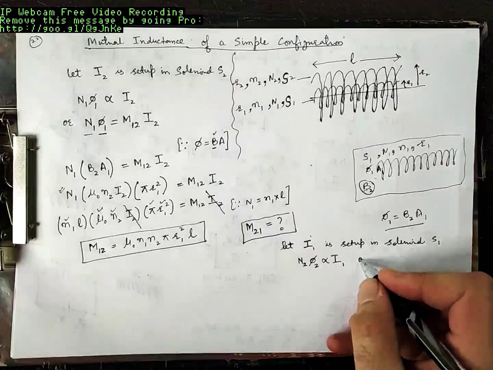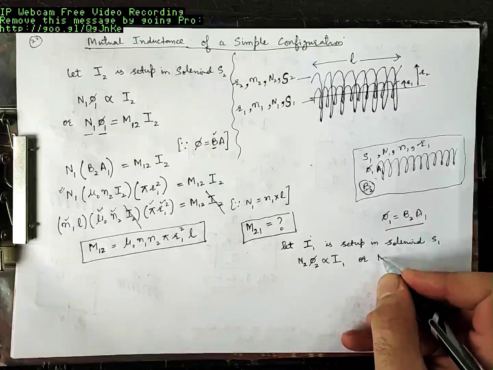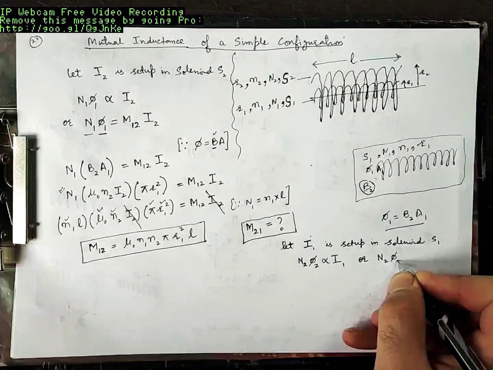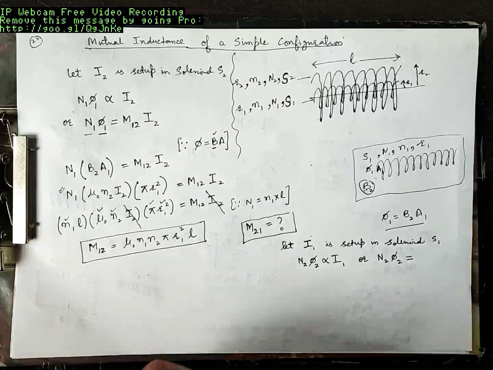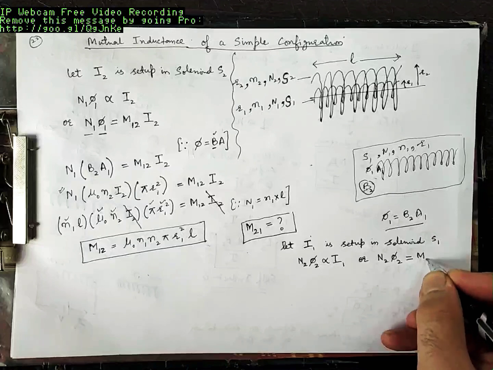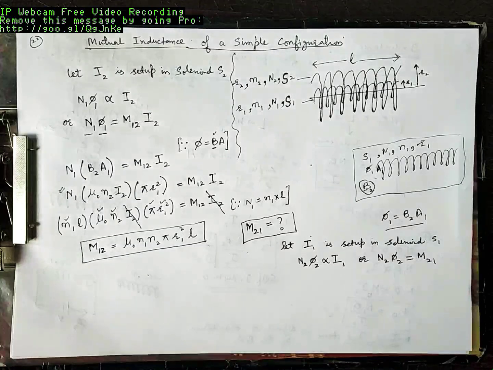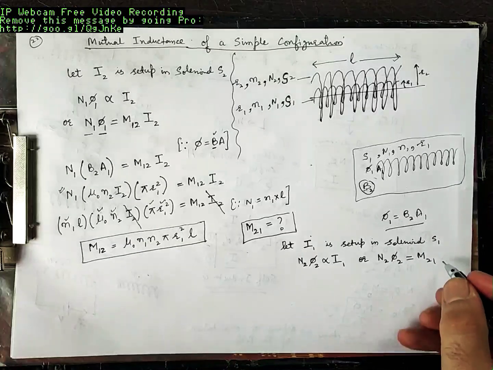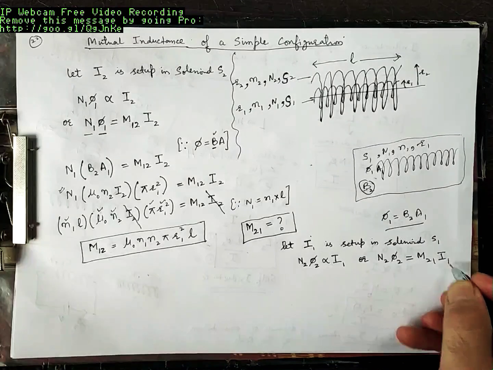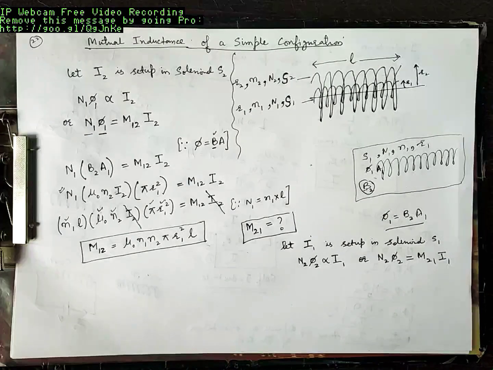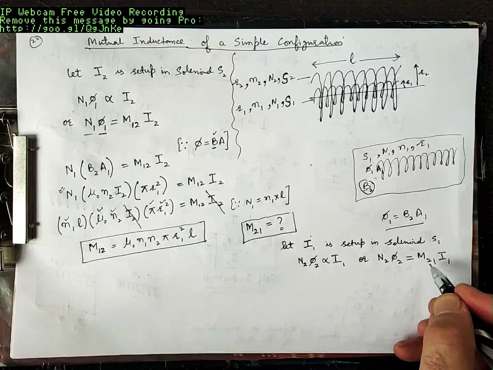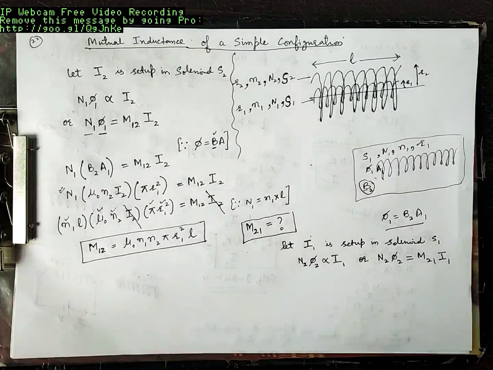Or we can write this as N2 phi 2 is equivalent to M21 I1, where M21 is mutual inductance of coil 2 with respect to solenoid 1, or solenoid 2 with respect to solenoid 1.